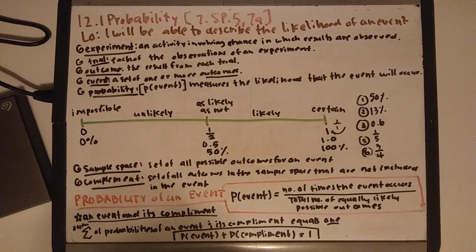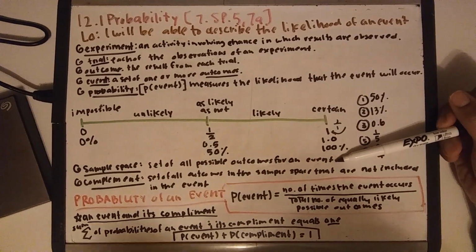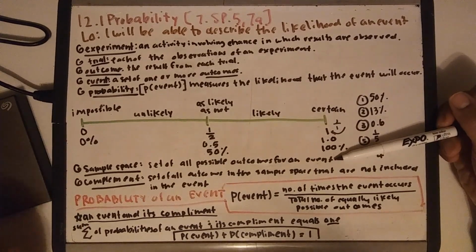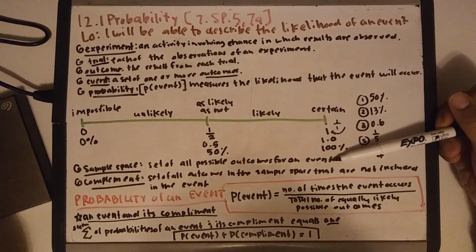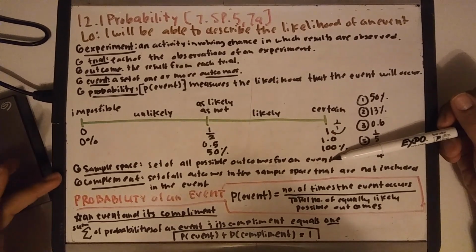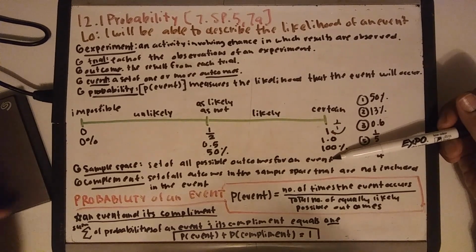Sample space is a set of all possible outcomes measured for an event. So for instance, right here, if I say, okay, what's the probability of getting 1, 2, or 3, right? Any number 3 or less on a dice. That will be all the possible outcomes, right? So getting either 1, 2, or 3.